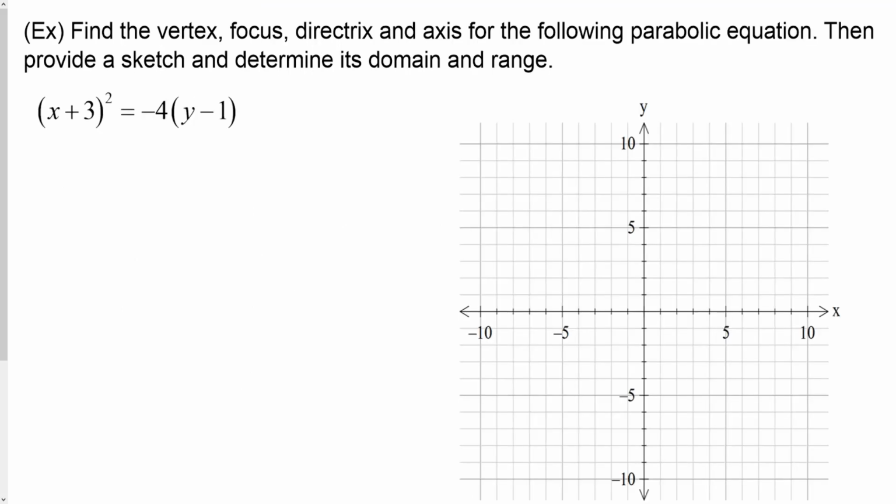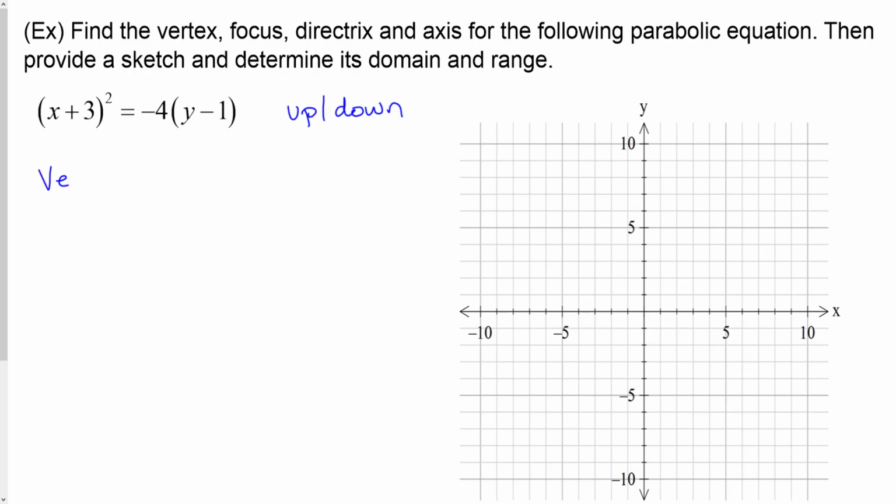All right, let's work some examples. So find the vertex, focus, directrix, and axis for the following parabolic equation. Then provide a sketch and determine its domain and range. Okay, so the first thing that I look for is whether this parabola is opening up or down or left or right. The variable that is not squared is the vertical variable, so it's going to go up or down. I'm not saying which one it is just yet, but that's my first thing that I look for.